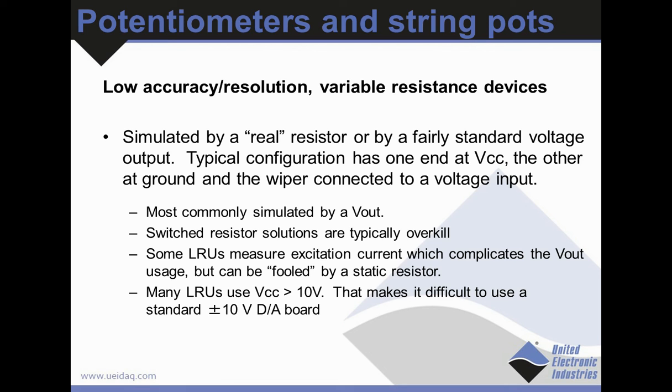Because switched resistor solutions are typically overkill. As I say, just any analog output that does the range you need is probably going to be fine, because typical string pot and potentiometer accuracy is on the order of 1%. So even an 8-bit converter is probably okay.